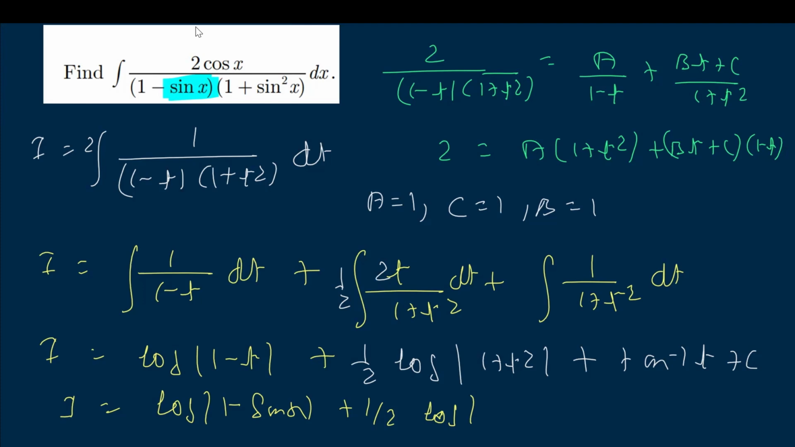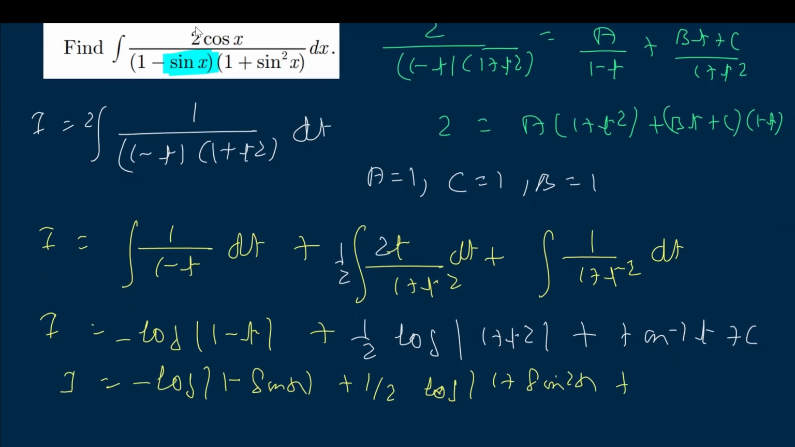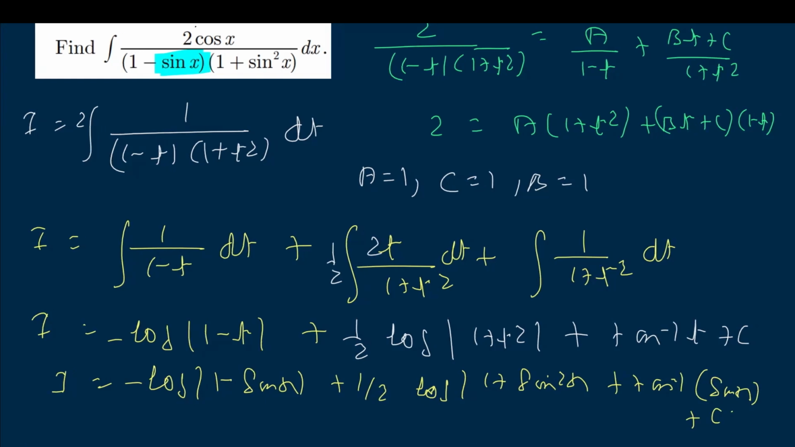Okay, I think we made a mistake here. When we took this as t, by chain rule there will be a minus also. Next, this is half log 1 plus, replacing t with sine, it's going to be sine square x, plus tan inverse sine x, plus c. So this will be the end result of this question.